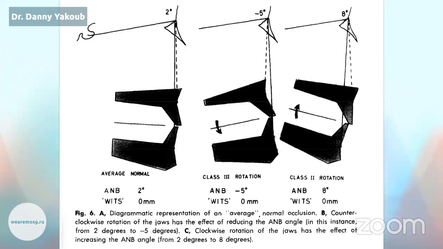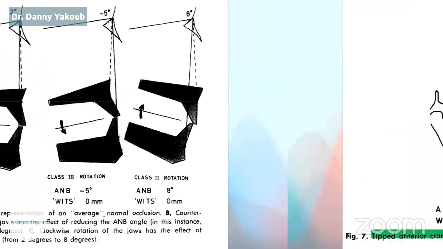The opposite is true also for clockwise rotation of the jaws. This will bring point A forward and point B backwards, and this will increase the ANB angle. So it was 2 degrees, and now it's 8 degrees because we have a clockwise rotation of the jaws. So the anteroposterior position of point N and the clockwise or counterclockwise rotation of the jaws will have an effect on our ANB angle.